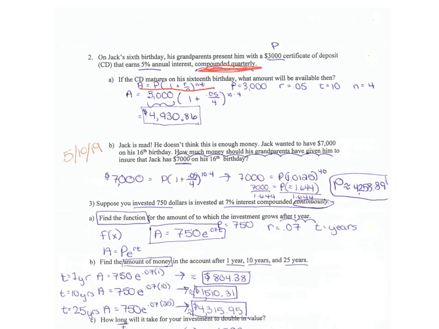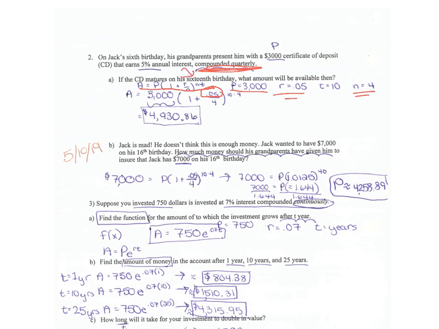They tell us the percent is 5, so we fill that in the rate spot as 0.05, right? They tell us his initial amount, P, so we have that, is $3,000. They tell us that it's compounded quarterly, so the n, there's 4 quarters in a year, right? And it says how much money will he have on his 16th birthday.